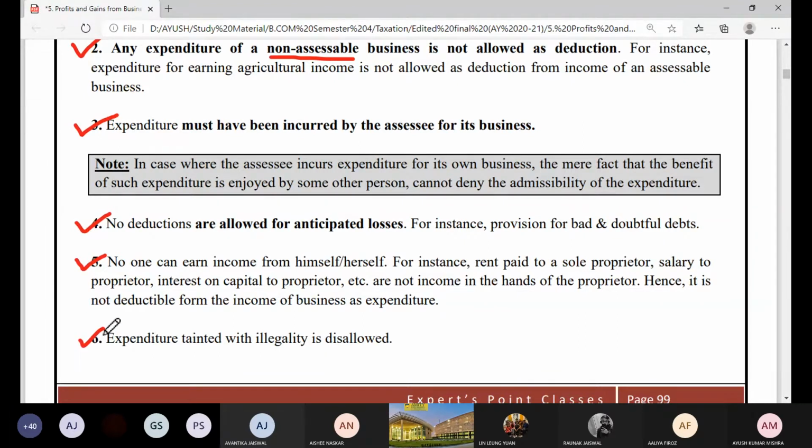Next, expenditure tainted with illegality is disallowed. Now, we know that illegal incomes are taxable. We don't follow any method where we can make segregation between legal and illegal incomes. Incomes of any nature, whether legal or illegal, can be charged to tax.